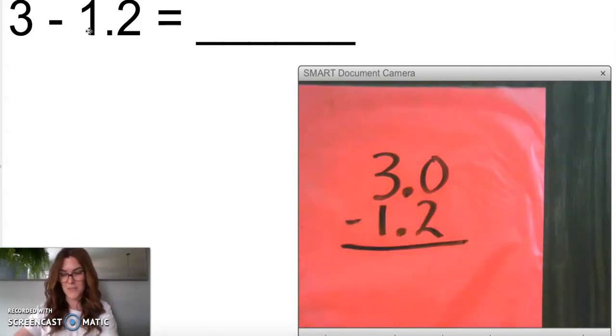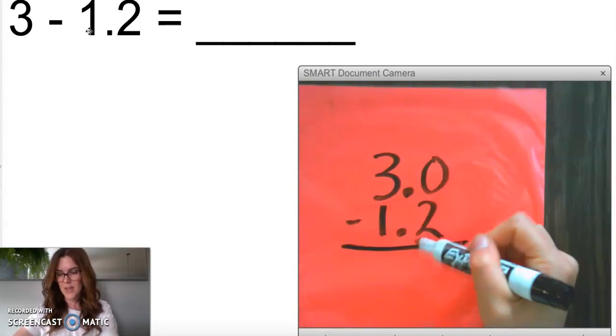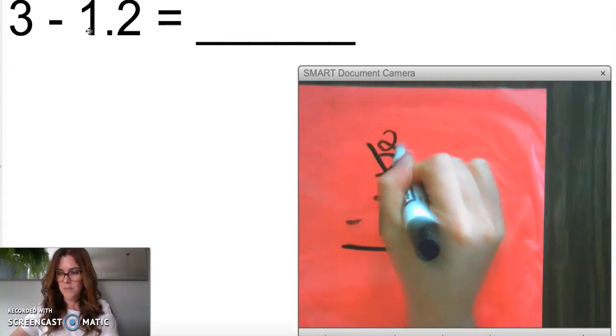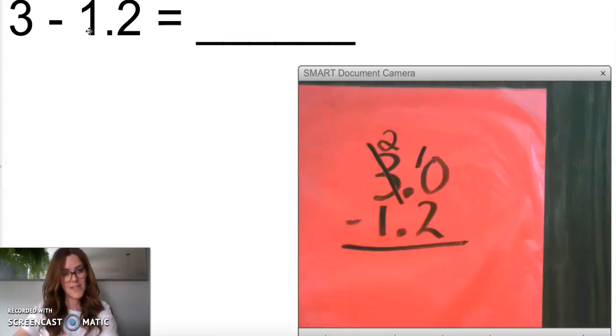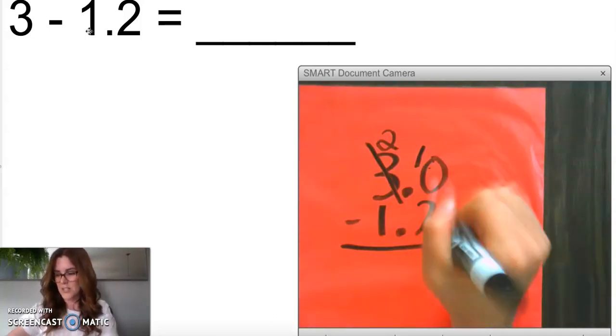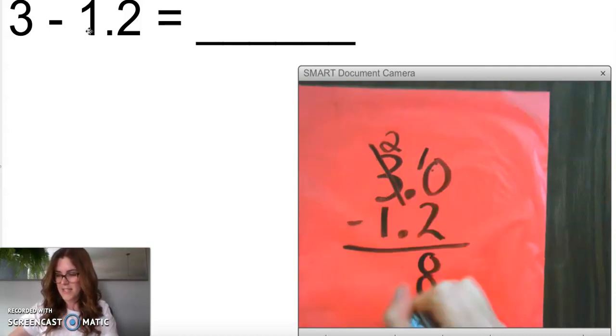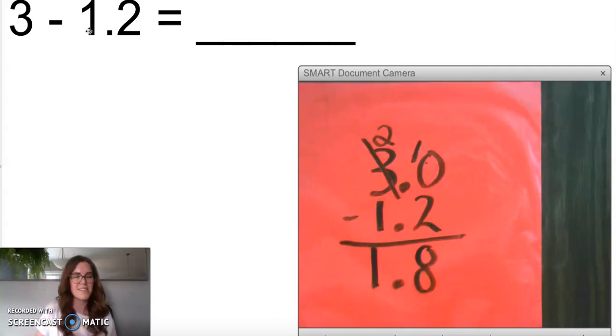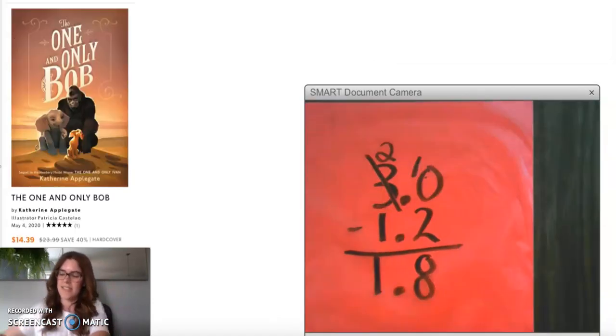So now we have some regrouping. We can't do 0 minus 2, so we need to go over and we need to borrow. The 3 is going to become a 2, and then the 0 is now a 10. Now we can easily subtract. 10 minus 2 is 8. Bring down that decimal. 2 minus 1 is 1. Our answer is 1 and 8/10. Awesome. Let's go to our last example.